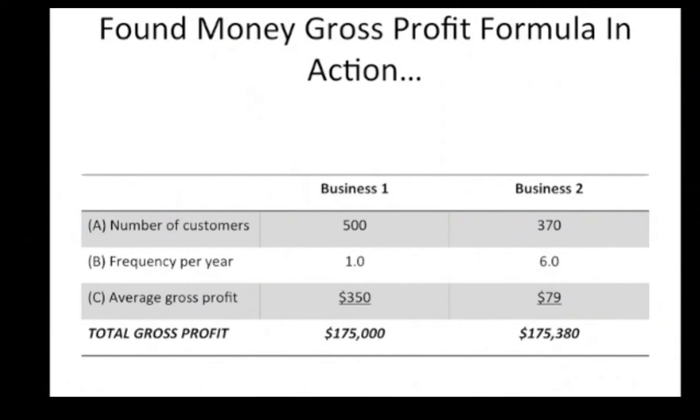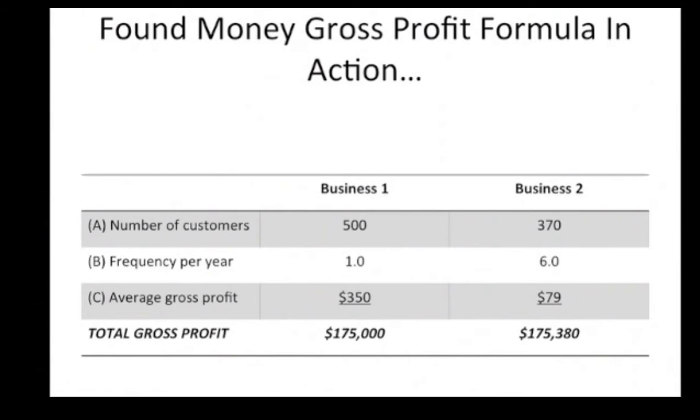Here are two creatively named businesses, Business 1 and Business 2. You can see Business 1 has 500 customers and they buy once a year, or a frequency of 1.0. And the average gross profit that business makes each time they buy is $350. So at the bottom there's a total gross profit of $175,000.